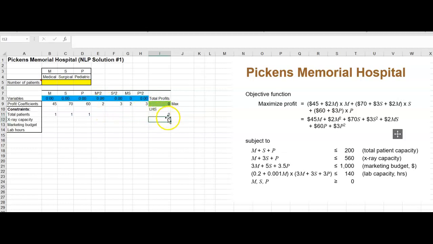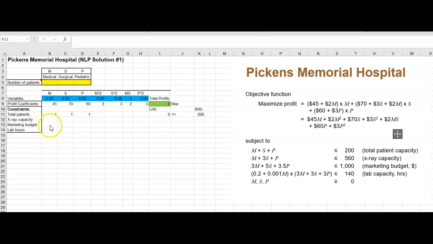So that gives us a left-hand side value of 0 for now because all of these values are 0, and that needs to be less than or equal to a right-hand side value of 200.